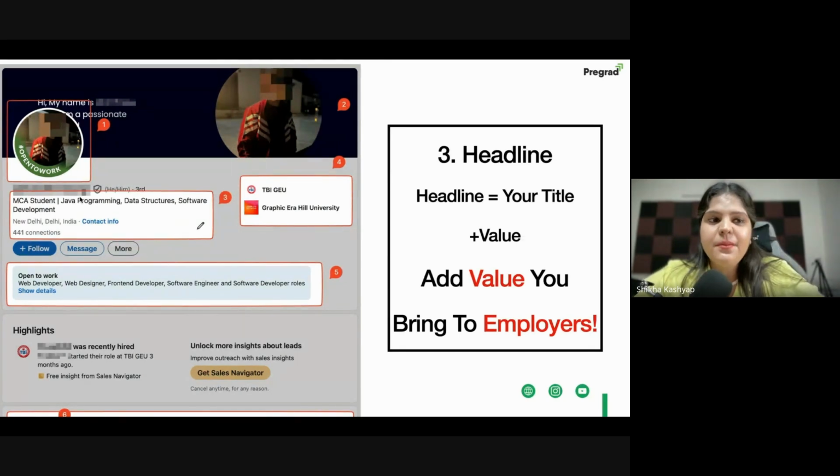So when you are mentioning your degree, like this student has mentioned his degree, MCA, he's an MCA student, he has done Java programming, data structure, and software development. So he has mentioned some of his skills. You can also do it. You can use, number one, your degree, maybe a BTech graduate, or a BTech student, or an MCA student, BCA student, MBA student. You can also start with that.